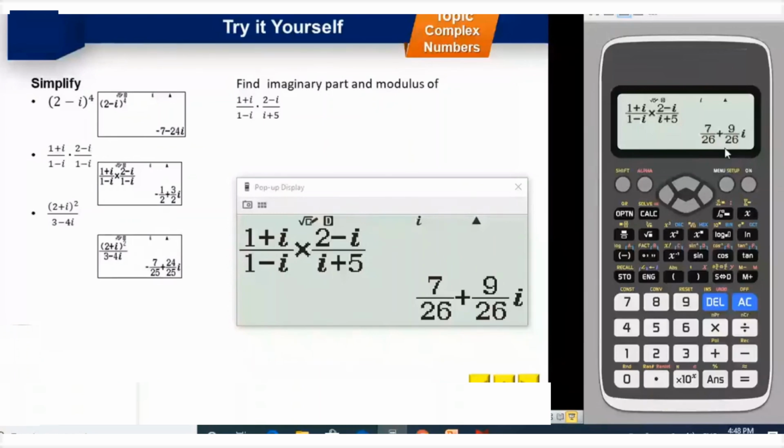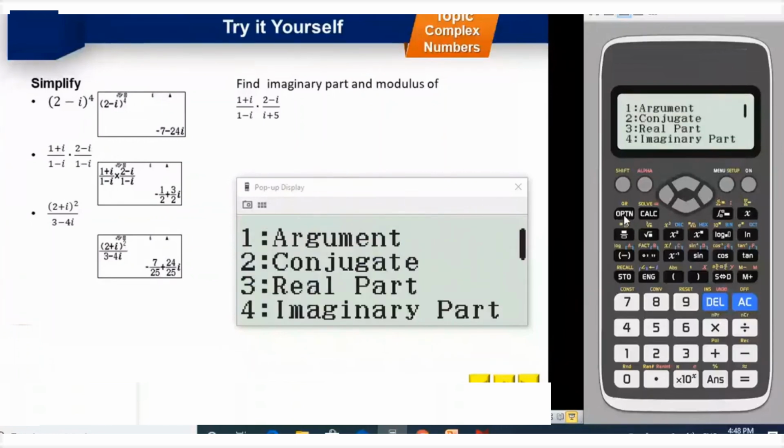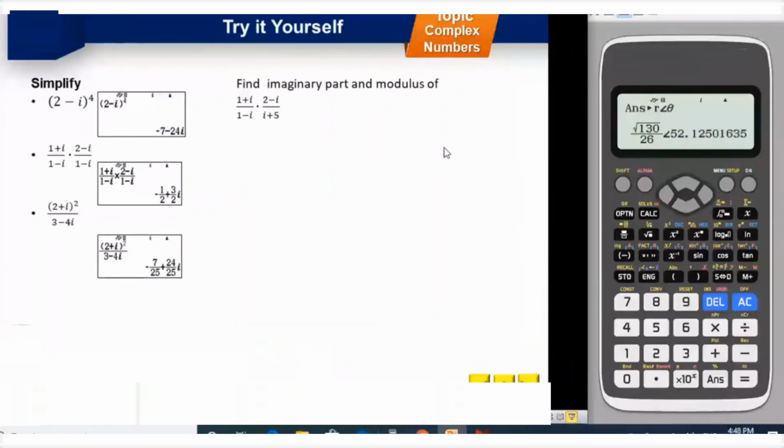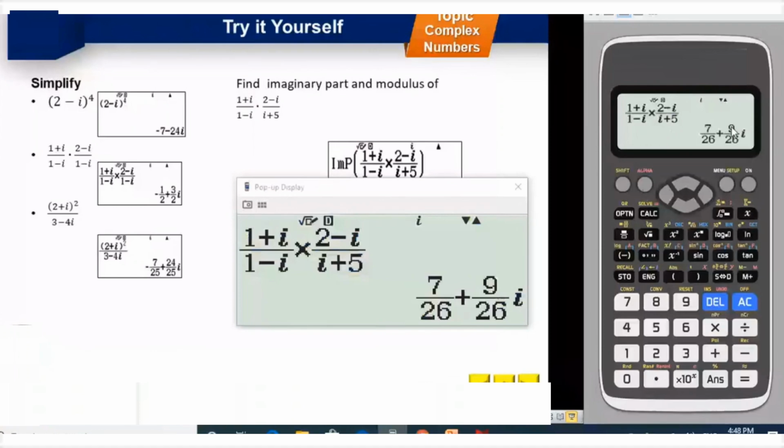And now I also need to find the modulus. So what I'll do is I will press OPTN, I will scroll down, I will press 1, and I will get the modulus as well as the argument. I hope this is clear. Let's check the answer. 9 upon 26 is the imaginary part. We got the same answer. See, 9 upon 26 iota. The number with the iota is the imaginary part. The number without iota is the real part. I hope this is clear.